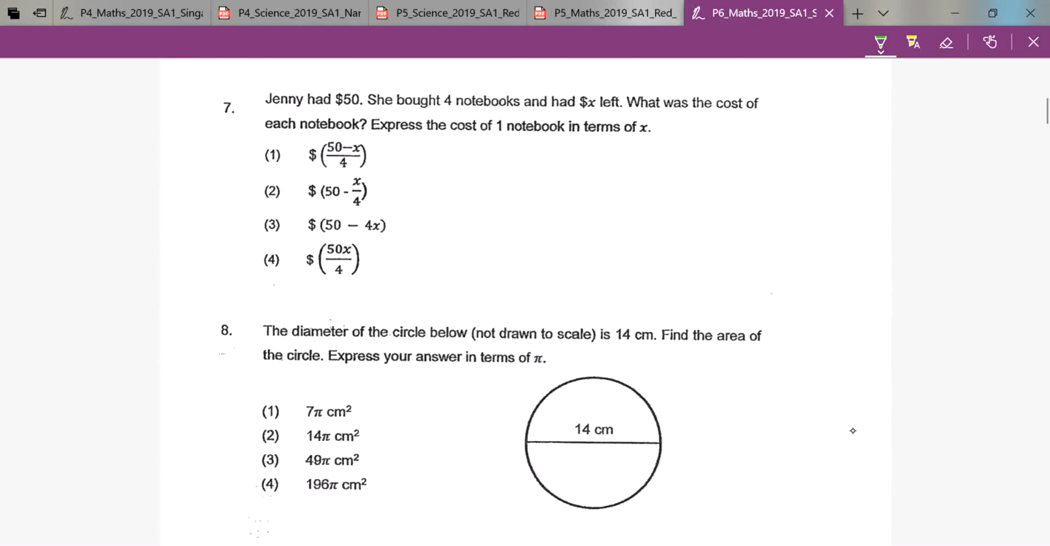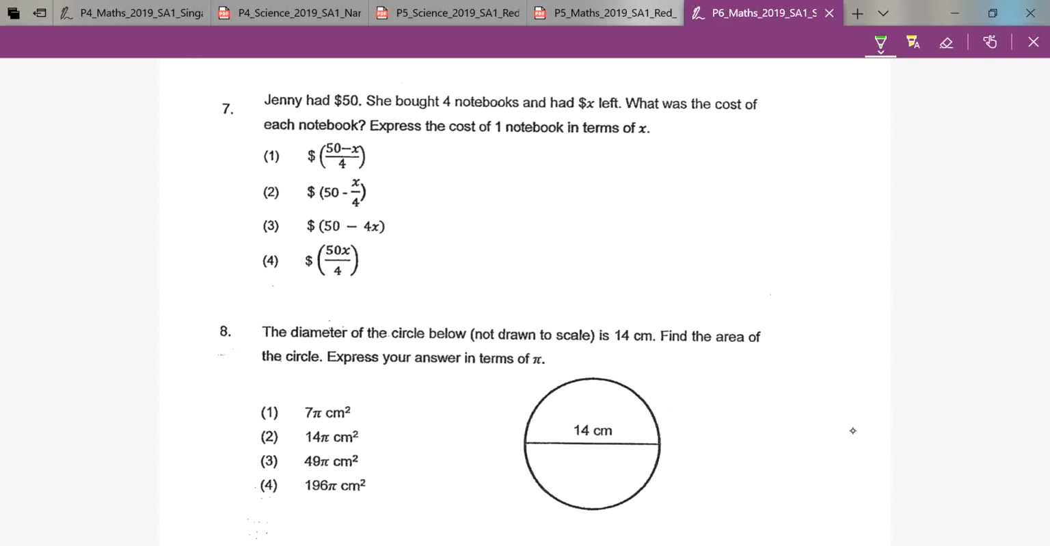Jenny had $50. She bought 4 notebooks and had X dollars left. What is the cost of each notebook? Express the cost of one notebook in terms of X. So $50 minus what you have left is what you have spent, right? Basically. Okay, and what did she spend on? The 4 notebooks. Alright, and what did the question ask? 1 notebook. Okay, so you have to divide by 4. Alright, so the answer would be essentially this with the dollar sign outside, okay, to make it neater for the examiner.